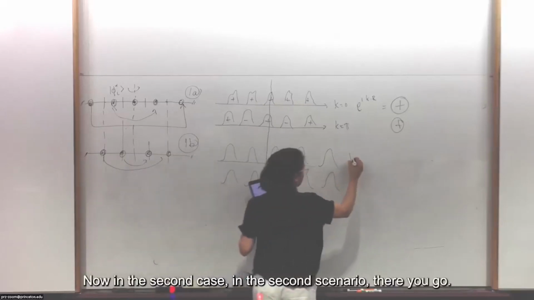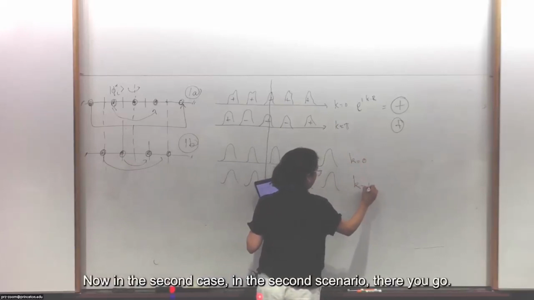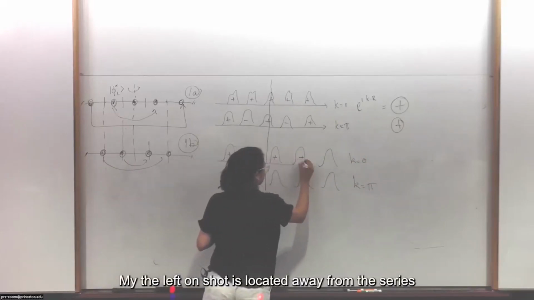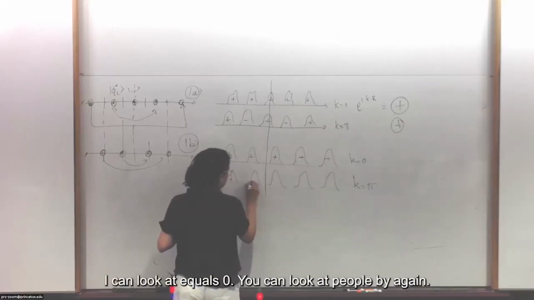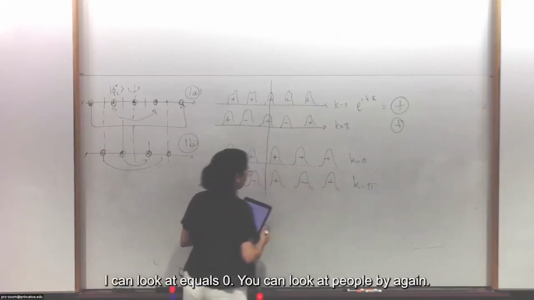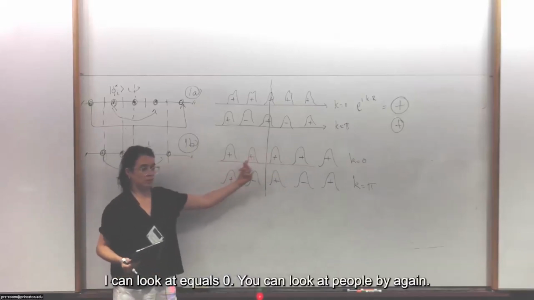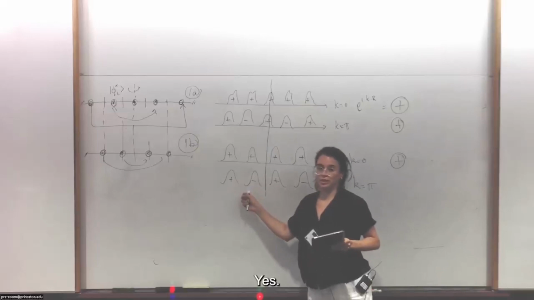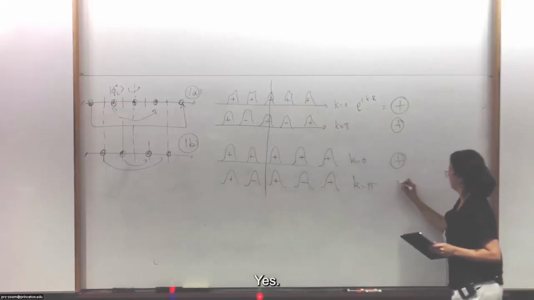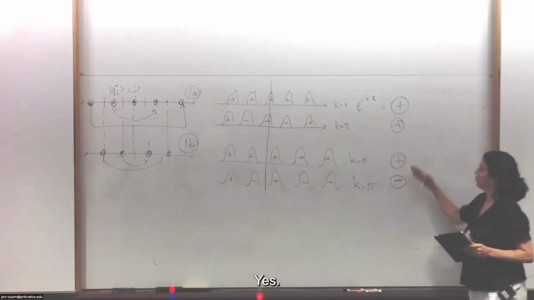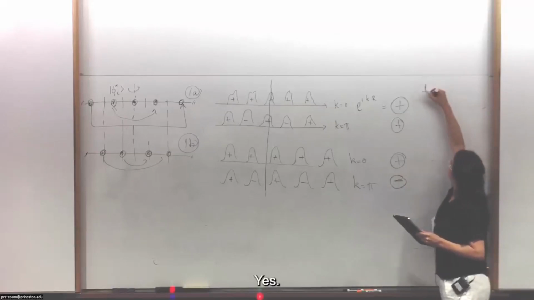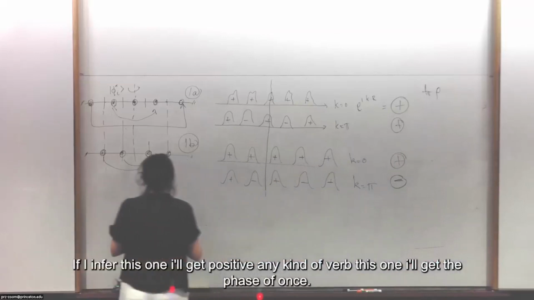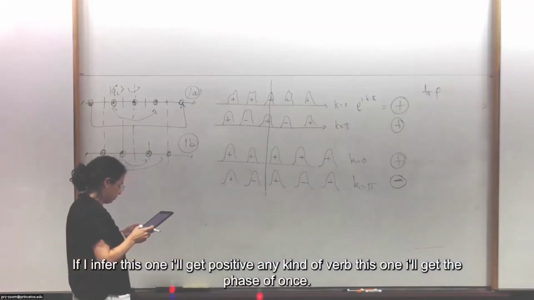So I can look at k equals 0, and look at k equals pi again, and if I invert this one, I'll get positive. And if I invert this one, I'll get the phase of minus. So if I were to compute the trace of the representation here, of course, we're expressing it in the momentum basis.